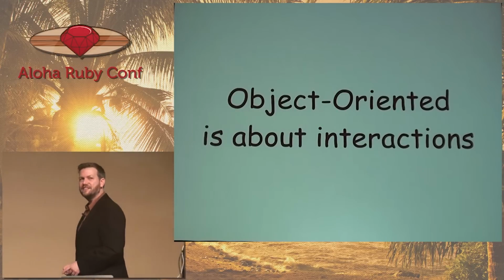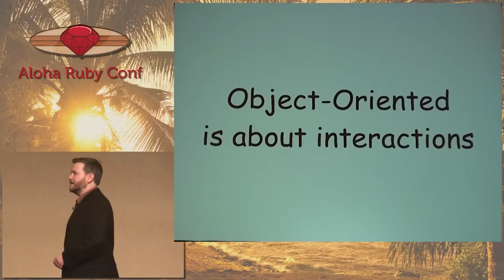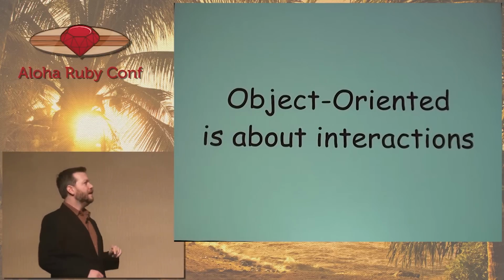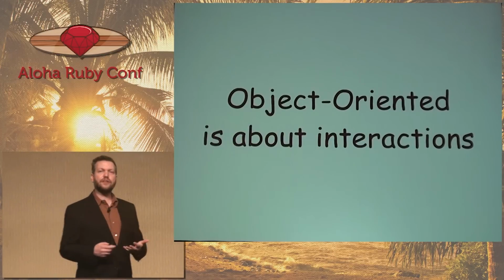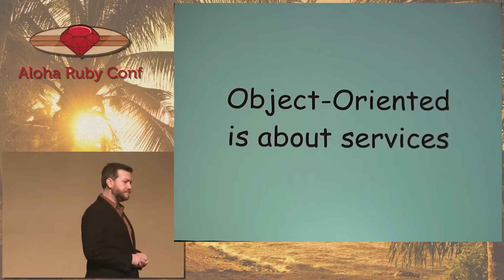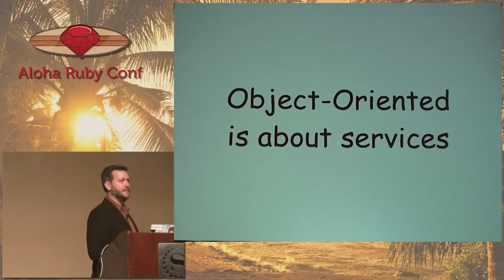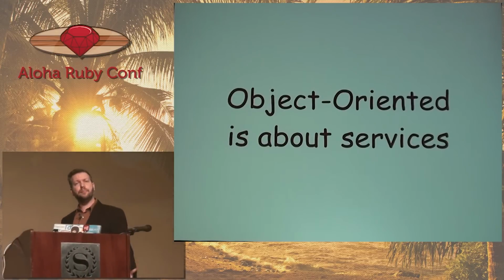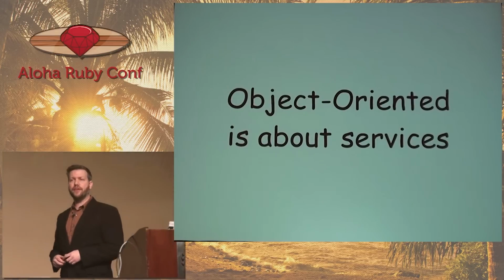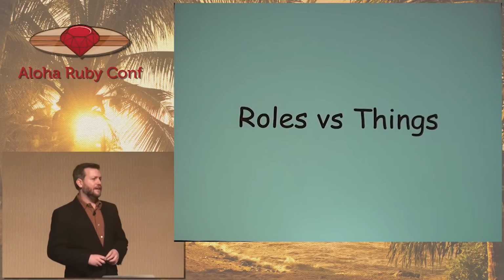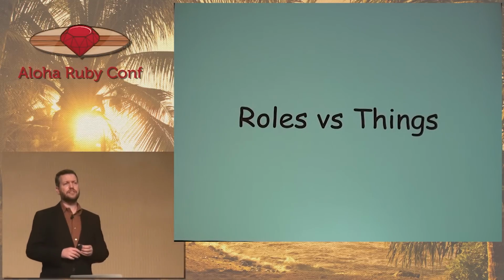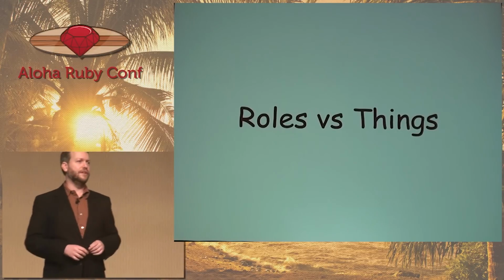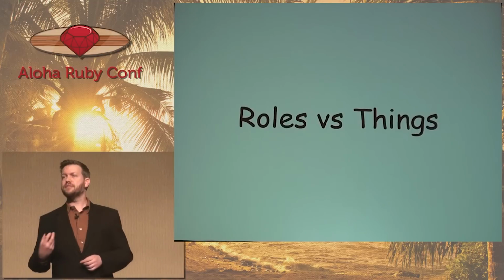It's not about inheritance. It's not about encapsulation, although those are important things. Inheritance isn't, don't do it. But it's really about interactions. It's about how things work with each other. And it's about services. It's about building good layered systems that are decoupled, that do one and only one thing well. And last, it's about roles. It's about what you are using the object for. It's not about the objects themselves.